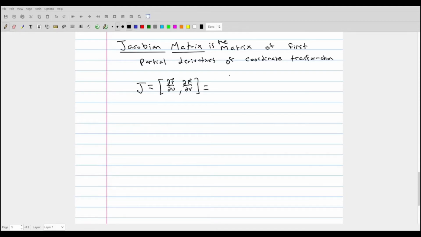It's something we'll talk about a little bit more when we do coordinate transformations in 3D. But really all we need here in 2D is a 2x2 matrix. So it's the u partial derivative of x and the v partial derivative of x. That's the first row of this matrix. And the second row is the partial derivative of y with respect to u, and the partial derivative of y with respect to v.